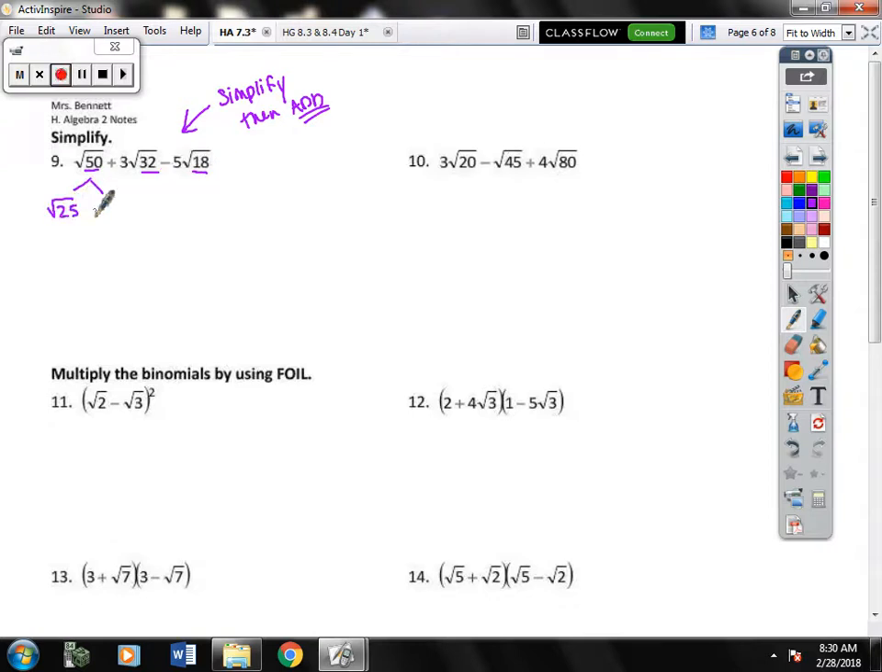So 50 would break down into 25 and 2. 32 would break down into 16 and 2. Make sure you're bringing down the outside number as well. And 18 will break into 9 and 2. And then we take the square root of what we can. So this will be 5 root 2.